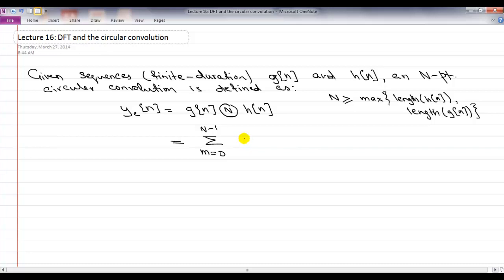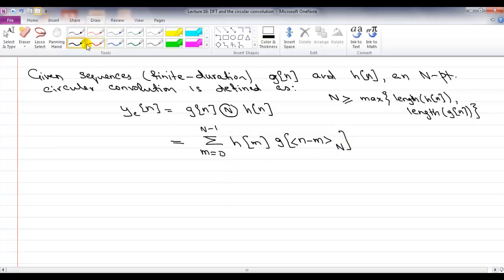So if we make that assumption, then circular convolution is given by this summation m equal to 0 to n minus 1, and then we can pick any sequence. It is commutative, similar to the case of linear convolution. We do h of m, and then we have g of n minus m, which is very similar to linear convolution, but the circular convolution involves n minus m mod n. So we do that, and that completes the definition of circular convolution.